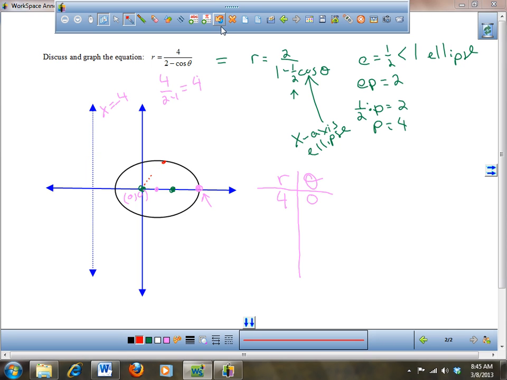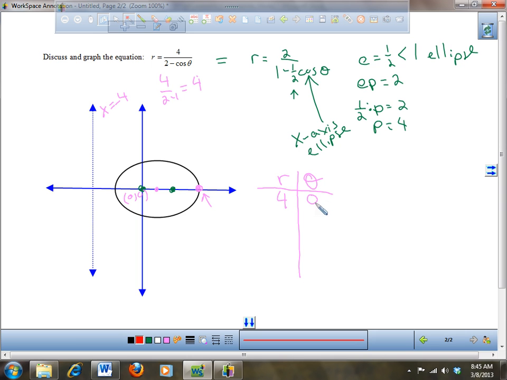Yes, Jay. So when it says with the focus at the pole, how do you know which focus to use? Well, if the directrix is to the left, the other focus has to be over here. If the directrix were to the right, then the other focus would be over here. Okay, so now we have our data.